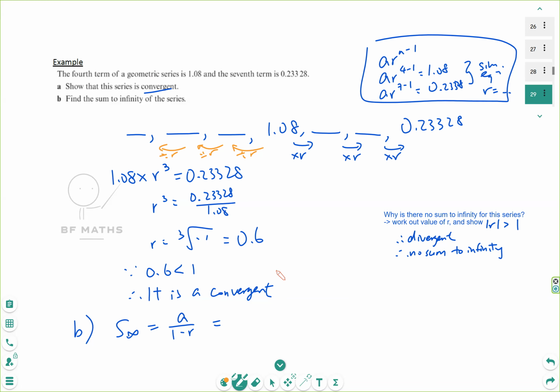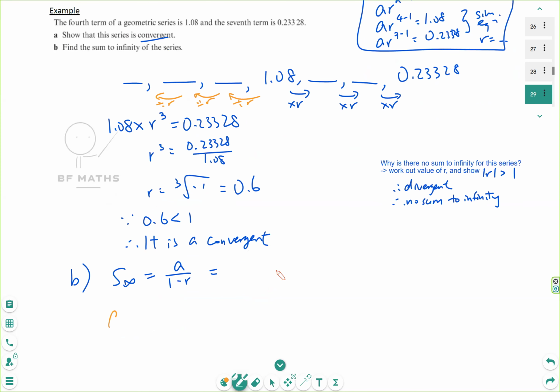So A, let's on the side track, let's work it out. So A equals 1.08 divided by 0.6 cubed, because divide by R, divide by R, divide by R is the same as dividing by R cubed. So 1.08 divided by 0.6 cubed is 5. Oh, how convenient. 5. So let's go back in here. 5 over 1 minus R, 0.6. Put in the calculator. 5 over 0.4, which is 12.5.